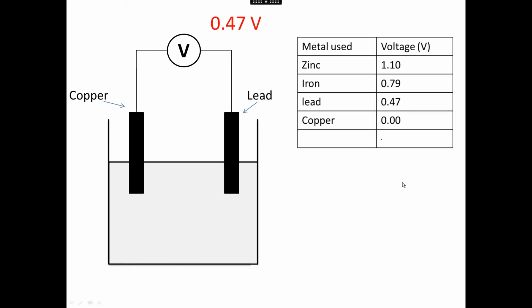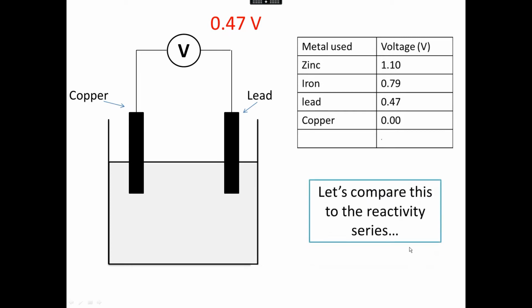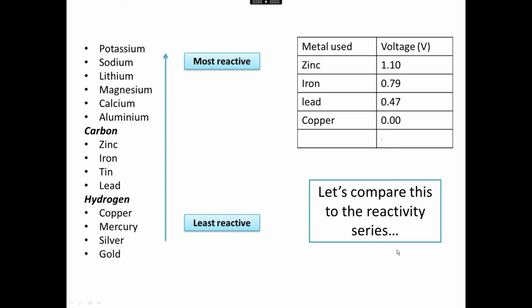Here it is. Okay. Now, I've put them in order of voltage, right? And we're looking for a pattern. And to find a pattern, we're going to compare it to the reactivity series of metals. So let's revise the reactivity series, a list of metals from least reactive at the bottom up to most reactive at the top. Now, if we compare these results, they follow the order of the reactivity series. So you might start to conclude, oh, the more reactive it is, the higher the voltage, but that's not correct.